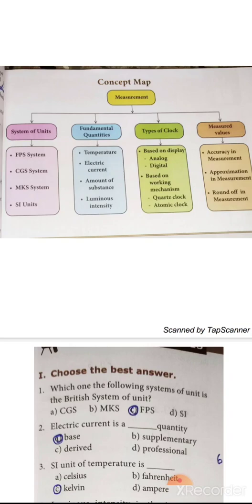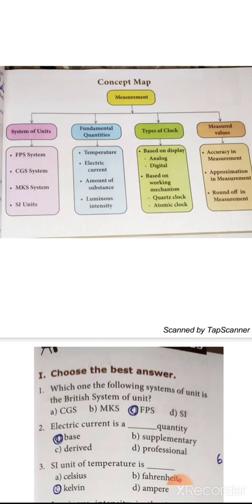In the last class we learned length and mass. In this class we learned time, temperature, electric current, amount of substance, and luminous intensity. The first is temperature. Temperature is measured in 3 scales: Celsius, Fahrenheit and Kelvin, but Kelvin is the SI unit. Temperature expresses the hotness or coldness of a body.